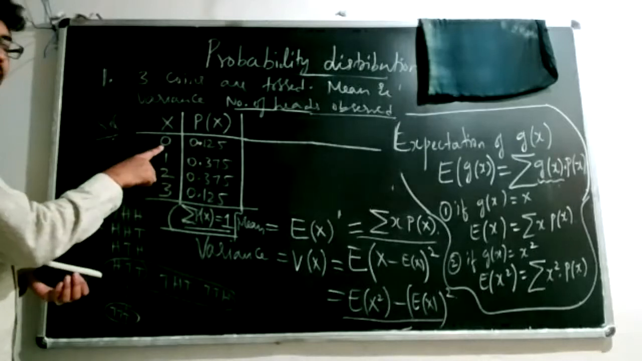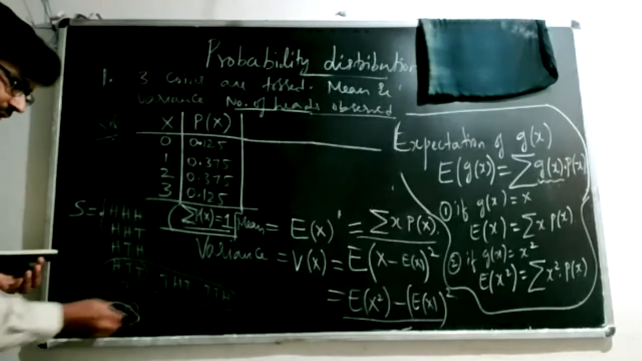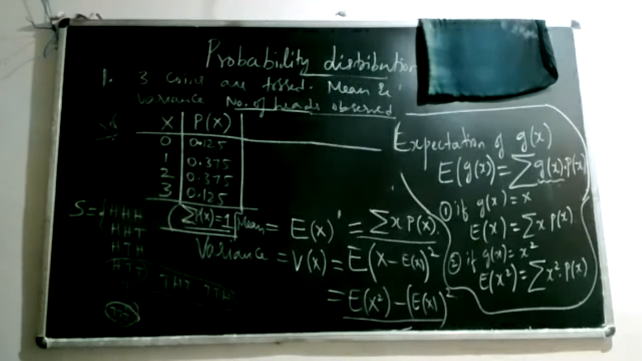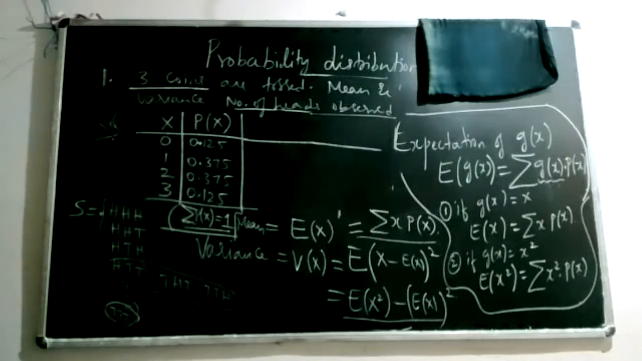What is the probability of observing 0 heads? 0 heads means 0 heads only once. One possibility. So probability is 1 divided by 8. How did we get that 8, sir? We have tossed 3 coins. That is in the question. 3 coins, sir. 3 coins.